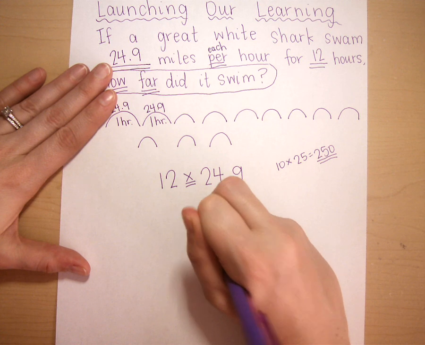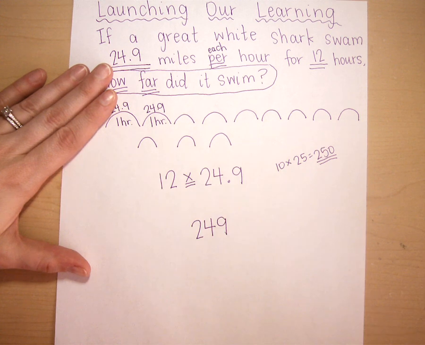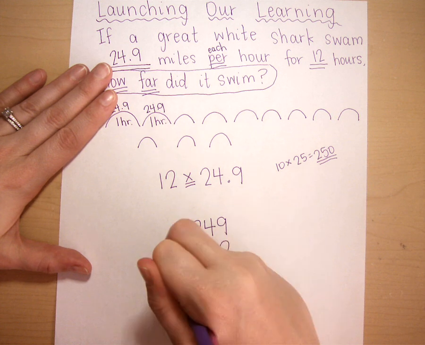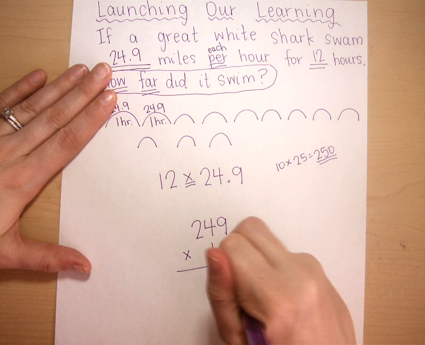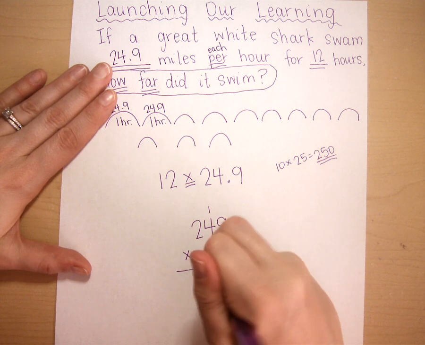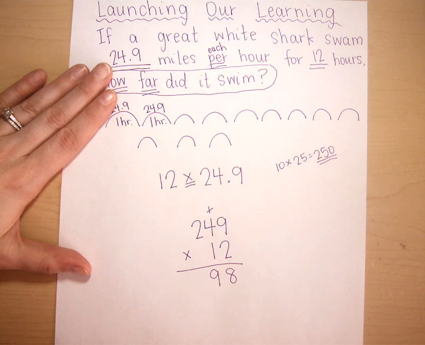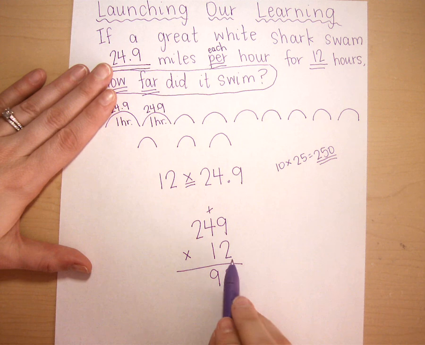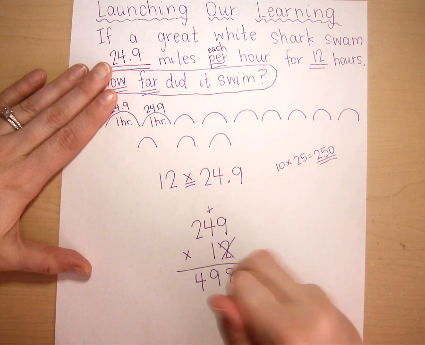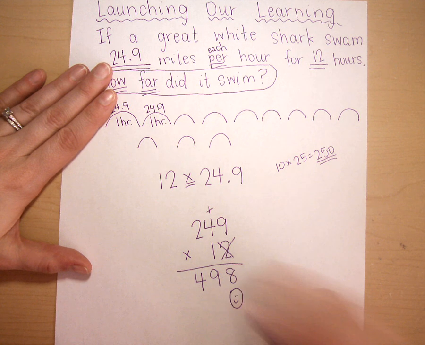I always, even though my equation starts with 12, I'm going to write 249 first because you always put your bigger number on top. 2 times 9 is 18. 2 times 4 is 8, plus that 1 is 9. I'm going to cross that 1 out so I don't get confused and use it again later. 2 times 2 is 4. I'm going to cross off that 2, and that makes me so happy. I'm done with the ones place.